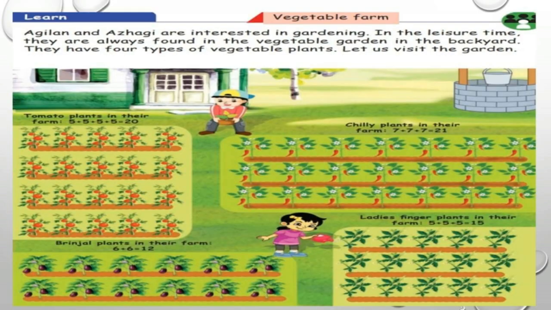Let's see another illustration. Agilan and Aragi are interested in gardening in their leisure time. They are always found in the vegetable garden in the backyard. They have 4 types of vegetable plants. Let us visit the garden.